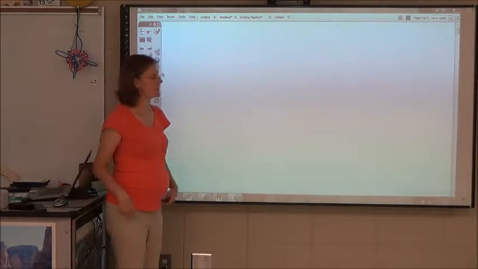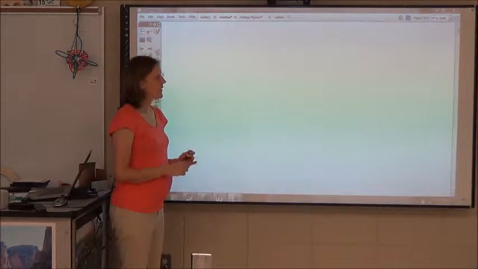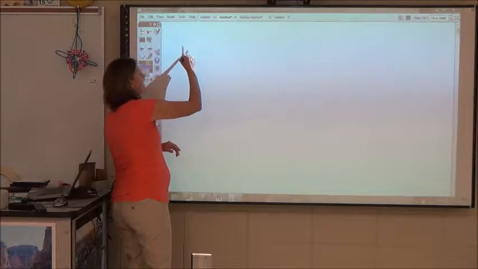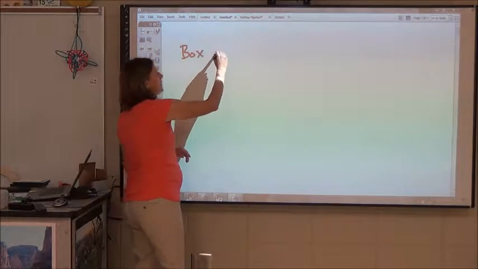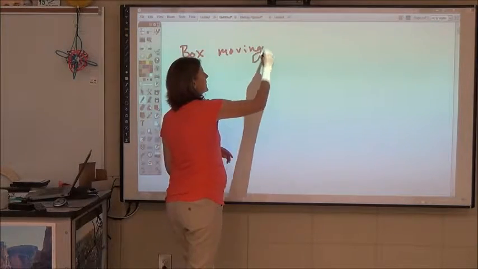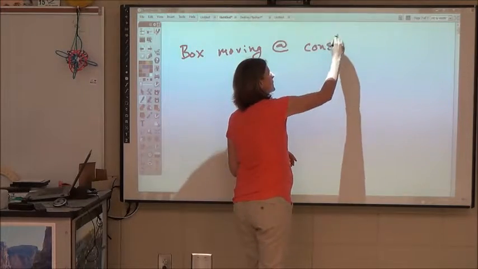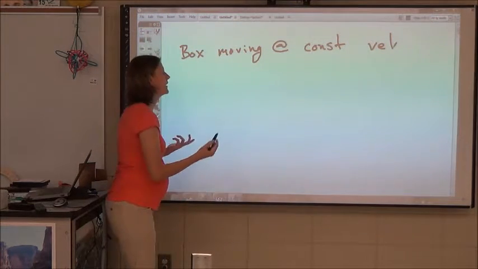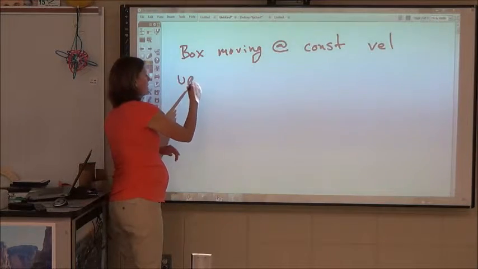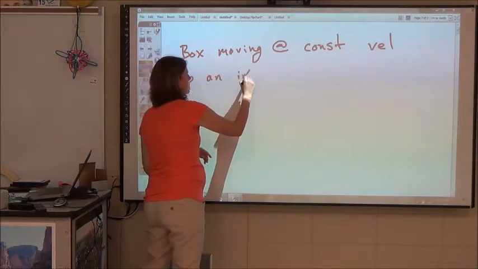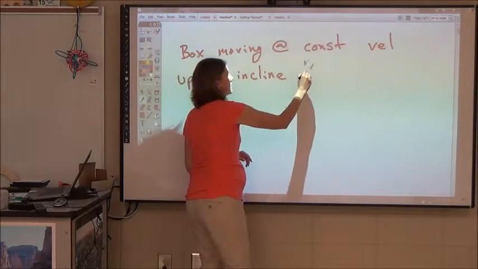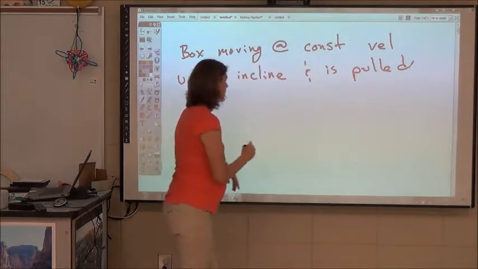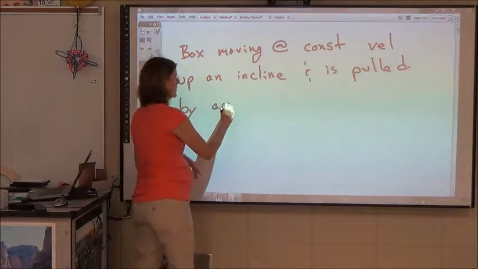All right, one more. I don't think it's on here. You've got a couple practice free body diagram problems you can do, but I just want to make sure I do show one full incline problem. So let's just say we have a box moving at constant velocity up an incline. And it's pulled by a rope.